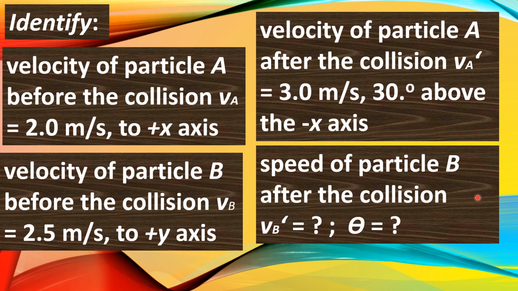And our target variables are the speed of the particle B after the collision, denoted by v sub B prime, as well as the angle of deflection of particle B, denoted by the angle theta.